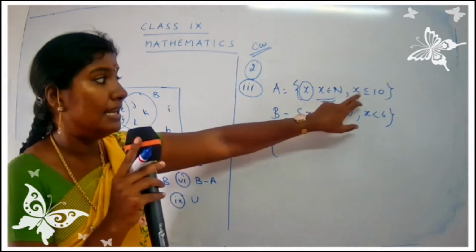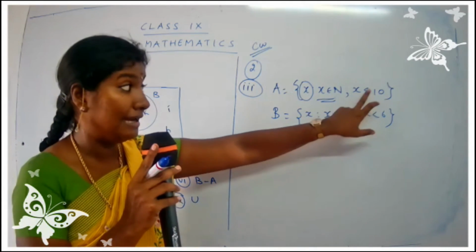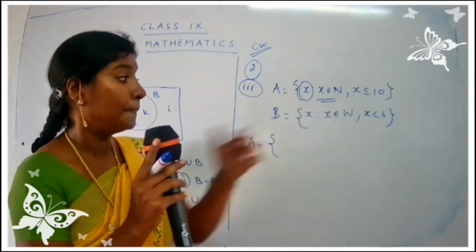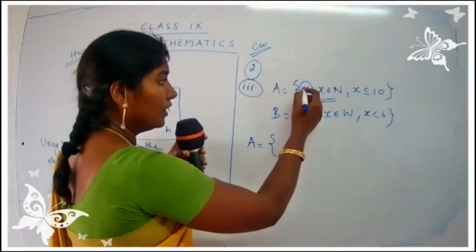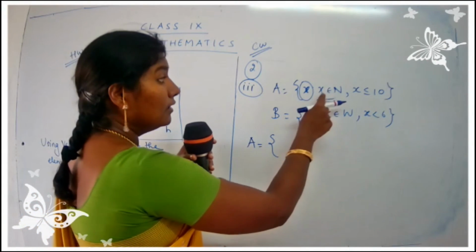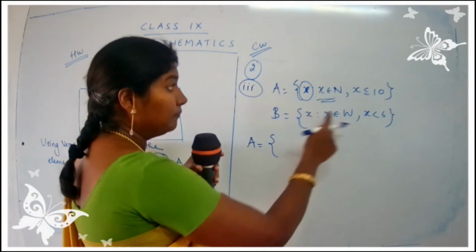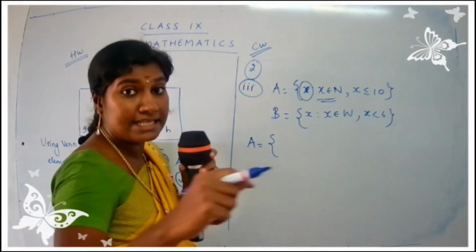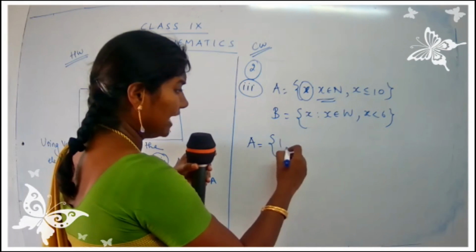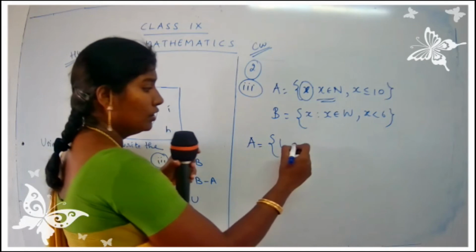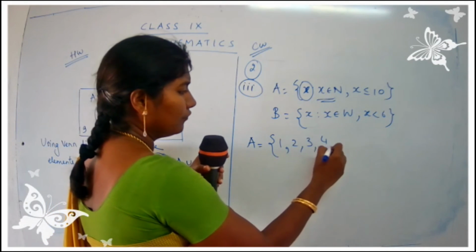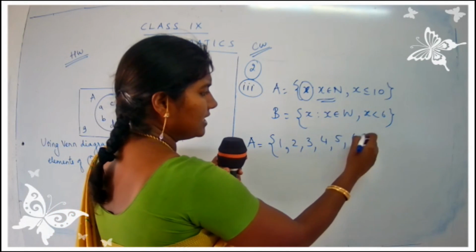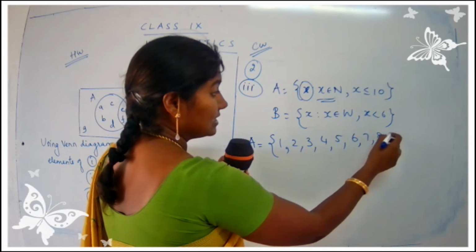x is less than or equal to 10. Now here, I know that we are going to take the value for x. It is a natural number and the condition is x is less than or equal to 10. So natural numbers, you're going to start from 1, 2, 3, 4, 5, 6, 7, 8, 9.